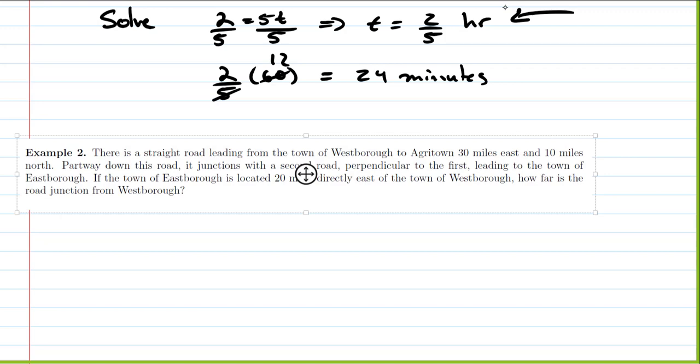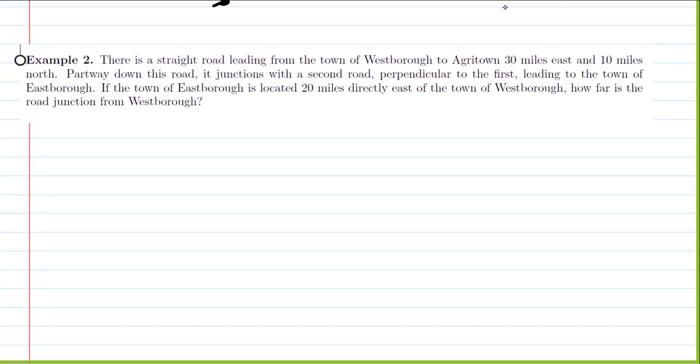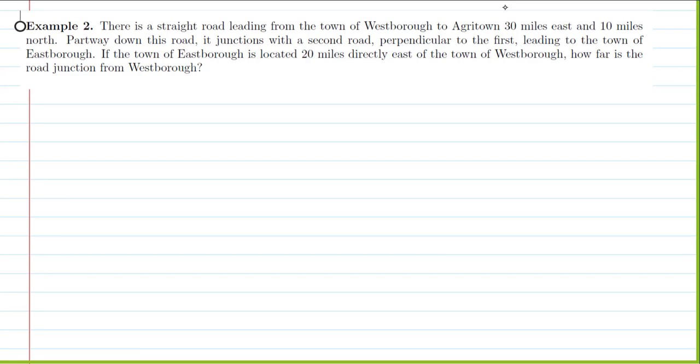There is a straight road leading from the town of Westboro to Agratown 30 miles east and 10 miles north. Partway down the road, it junctions with a second road perpendicular to the first, leading to the town of Eastboro. If the town of Eastboro is located 20 miles directly east of the town of Westboro, how far is the road junction from Westboro? So once again, a good diagram is going to help us figure out what it is we're trying to find.